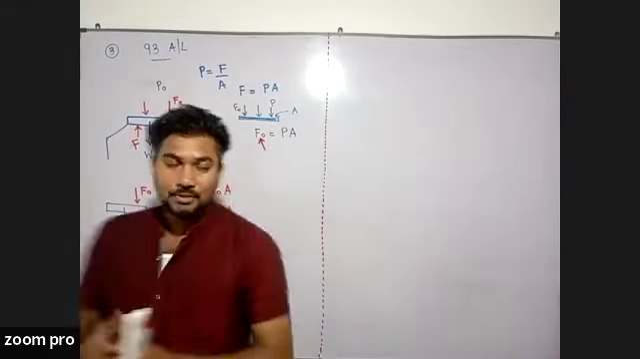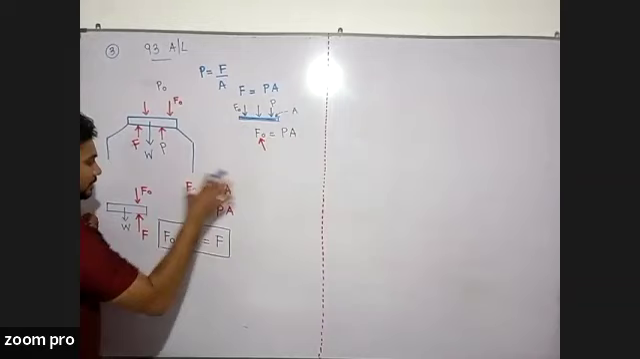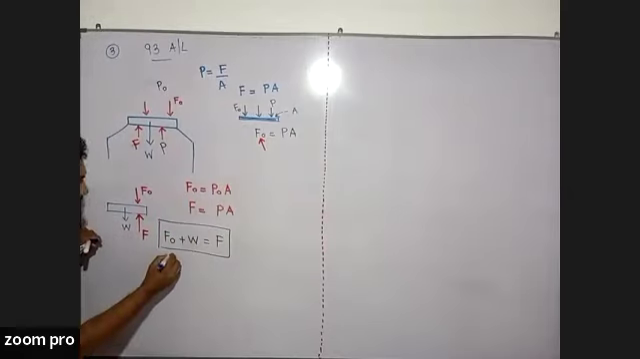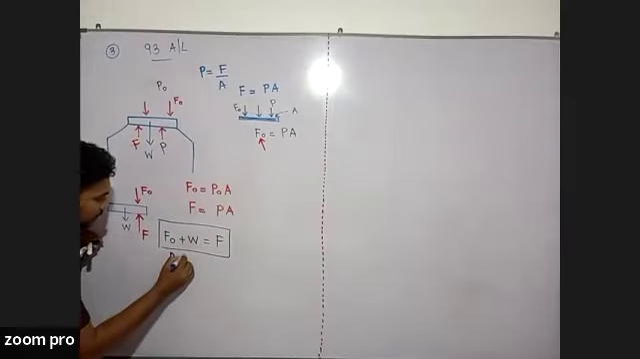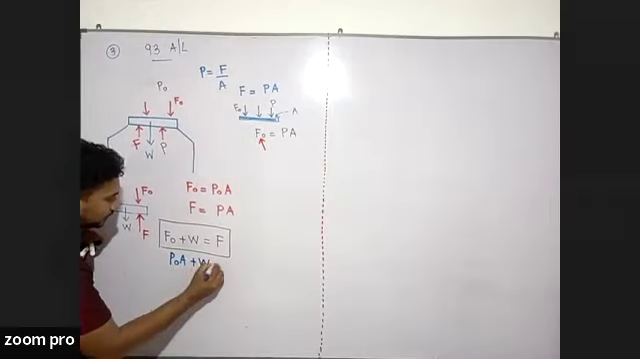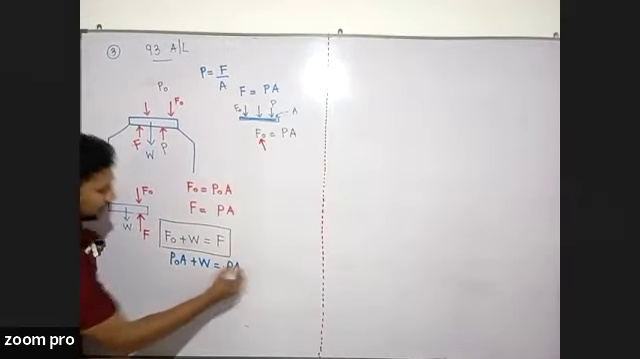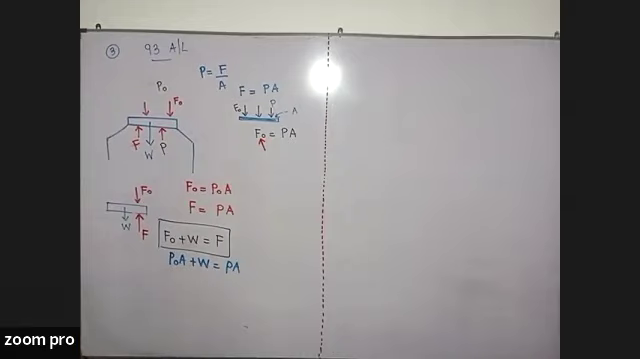Now we can further substitute the obtained values into this equation. Then F naught can be written as P naught A plus W equals PA. So these are some simple things.